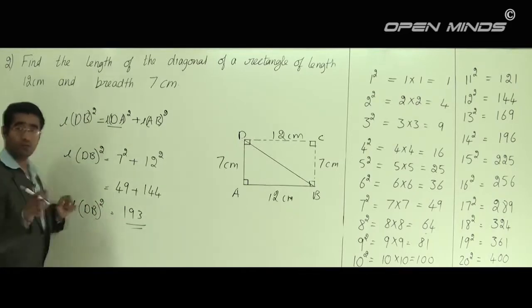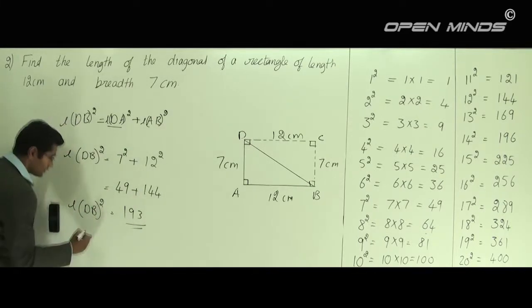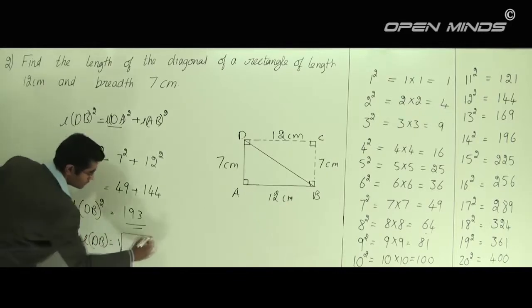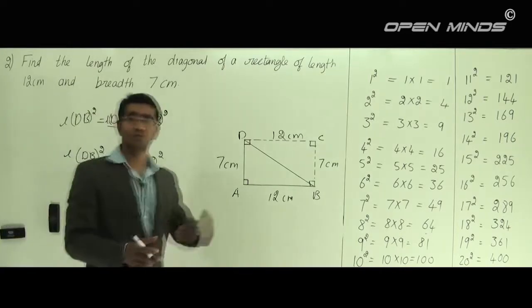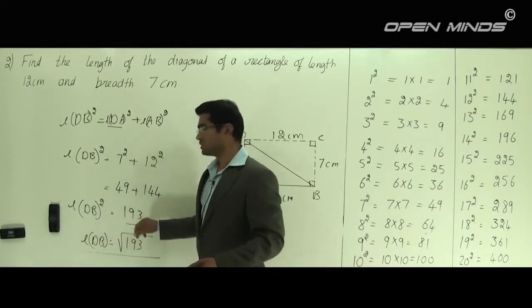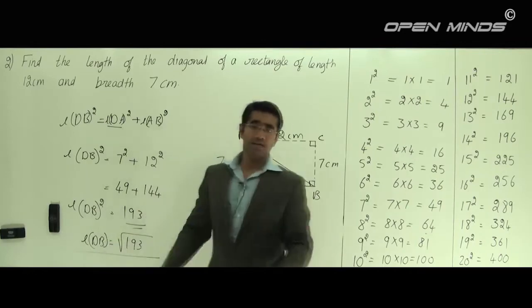In the previous video, we understood that if I remove the square from this side, I can write the length DB as nothing but the square root of 193. That is it, very simple. You can also write this in words: the square of DB is 193, therefore the square root of 193 would be nothing but DB. That's all about it.